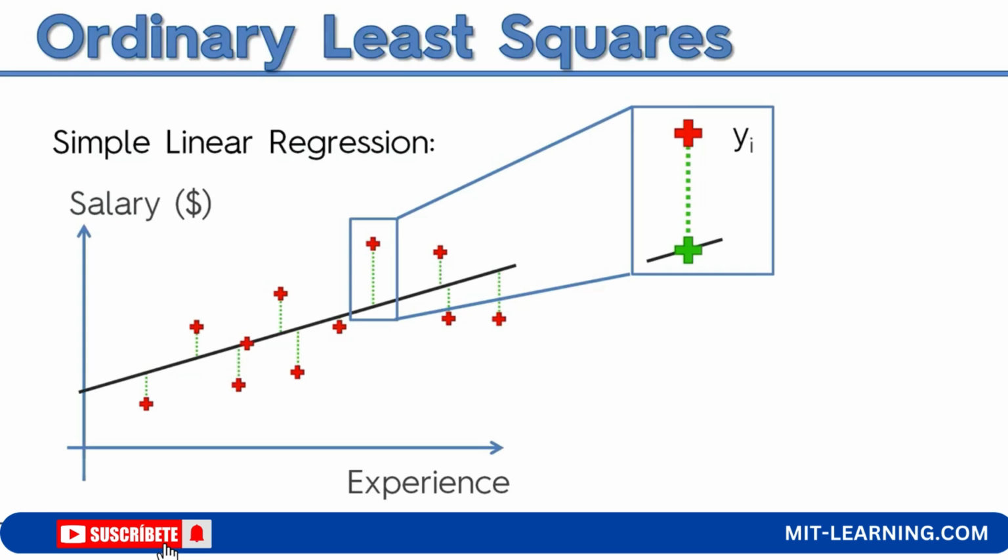So now the red cross is called Yi, so Y with the subscript i, and that is the actual observation. The green cross is called Yi hat, and that is the modeled observation, or the modeled value. So basically, with that level of experience, where would he be? Where does the model predict that he would be earning? And so the green line, therefore, is the difference between what he's actually earning and what he's modeled to be earning.